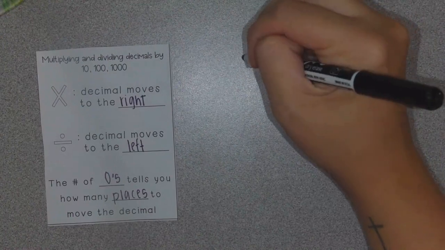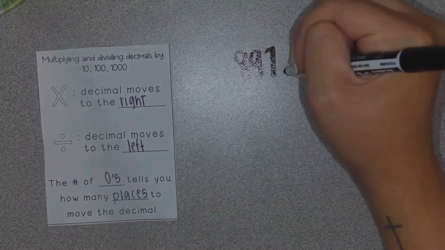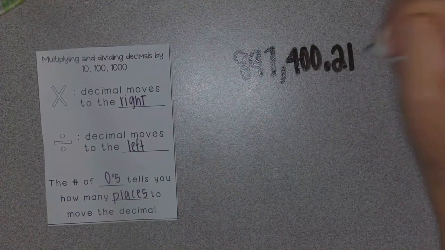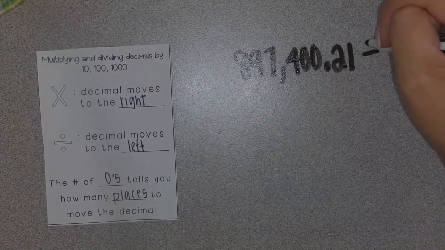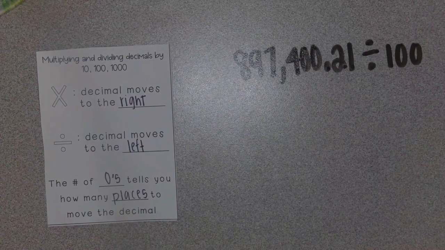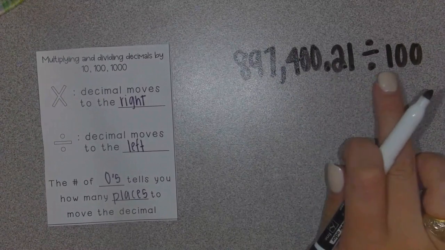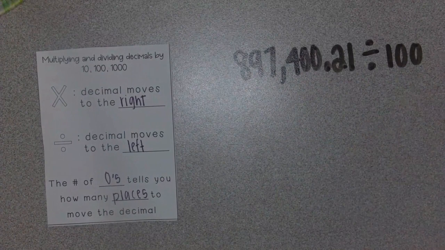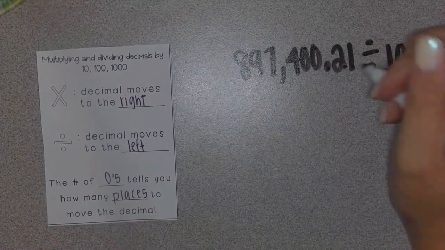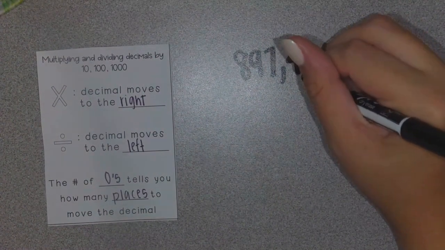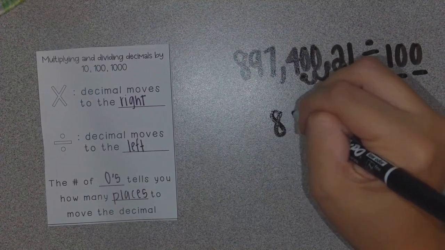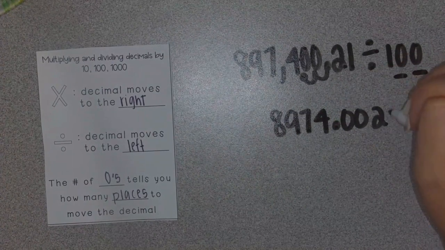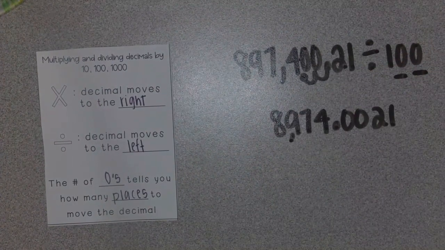So let's say I have the number 897,421 hundredths, and I want to divide it by 100. Since I'm dividing, this time my decimal is going to move to the left, but I'm still counting the number of zeros. So I have 1, 2 zeros. So that decimal is going to move 1, 2 places. So this ends up being my final answer.